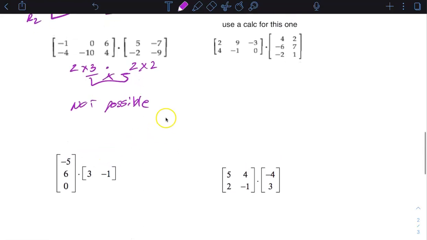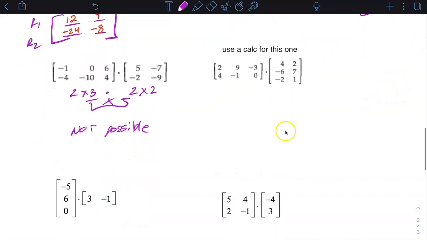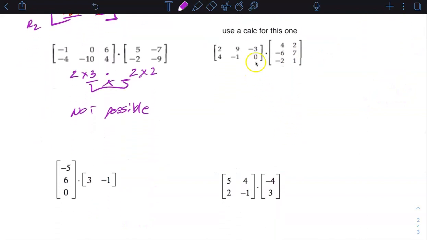The next one says use the calculator. So I'm going to do it first the way right here, and I'll come back and do it with the calculator. Same idea. Let's check if you can do it. This is a 2 by 3, and this is a 3 by 2. So yes, it can multiply because these match, and you would get a 2 by 2.